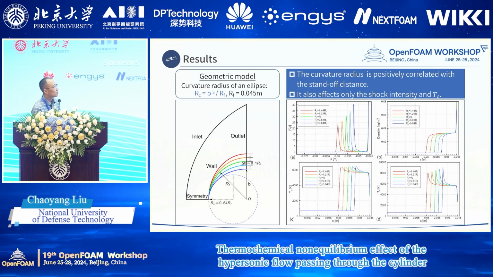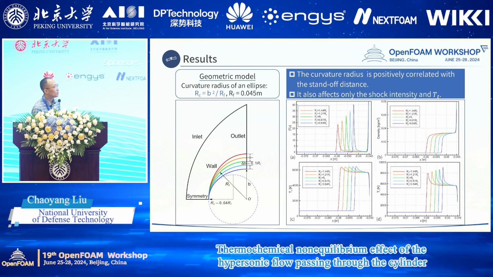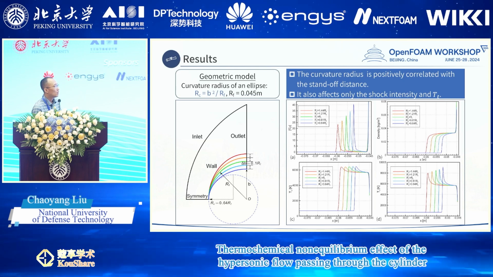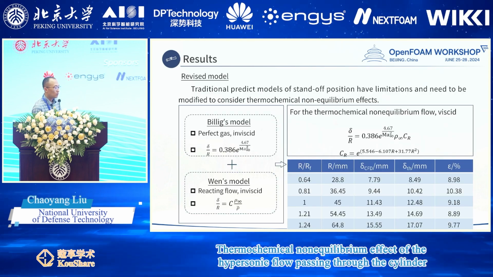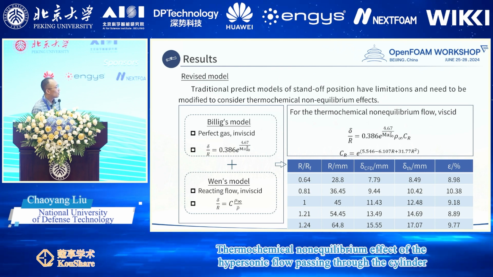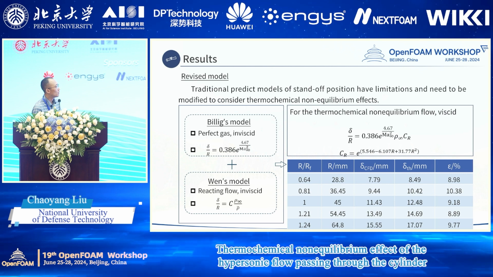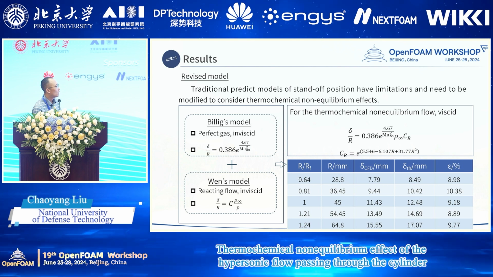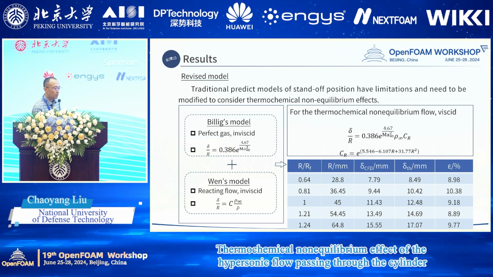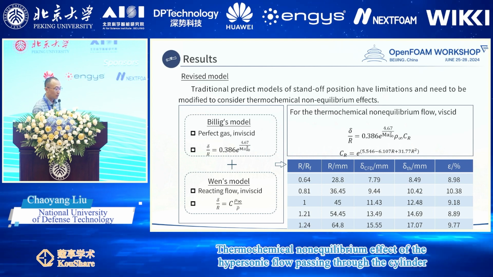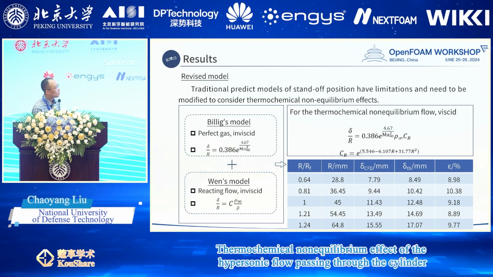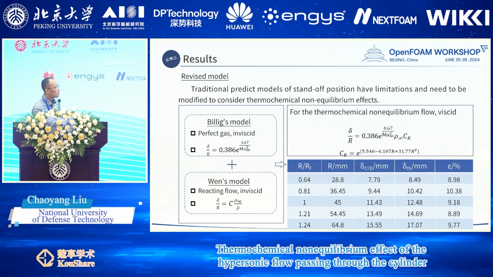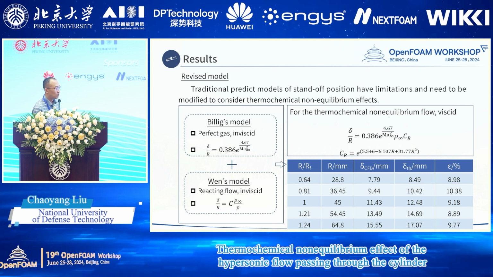We have shown that the radius is positively correlated with the standoff distance, and it also affects the shock intensity and the translational temperature. Billig's model assumes that the gas is perfect, while Wen's model is suitable for equilibrium and reacting flow. Based on the numerical simulation results, we have revised the model to consider the influence of thermochemical non-equilibrium effects. From this table, it can be seen that the error is acceptable.